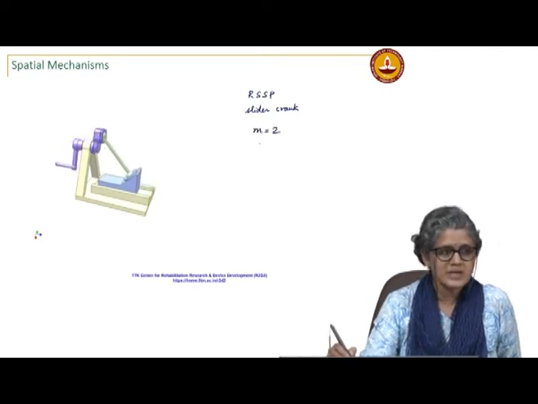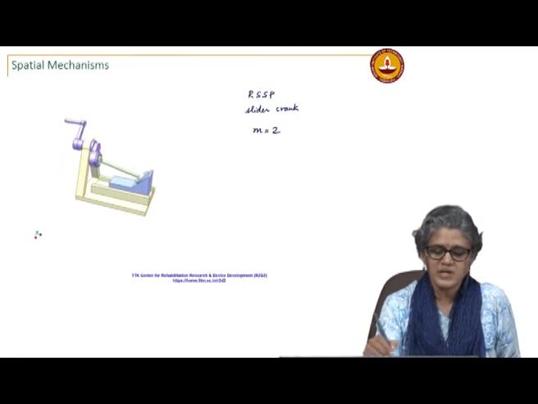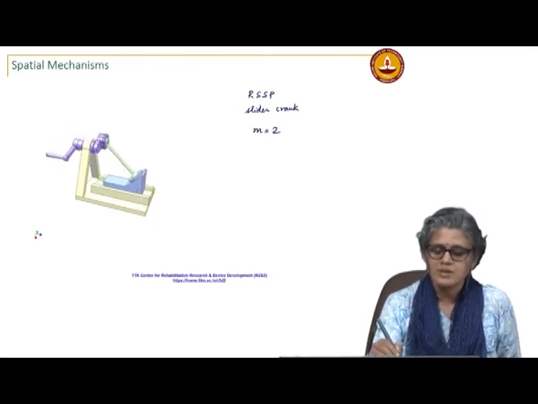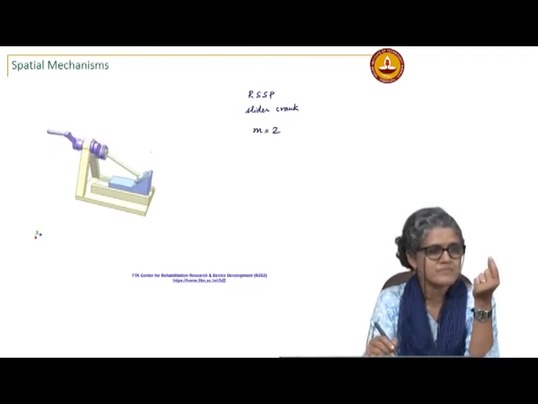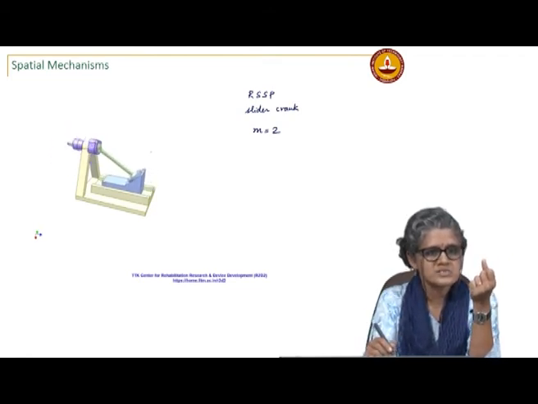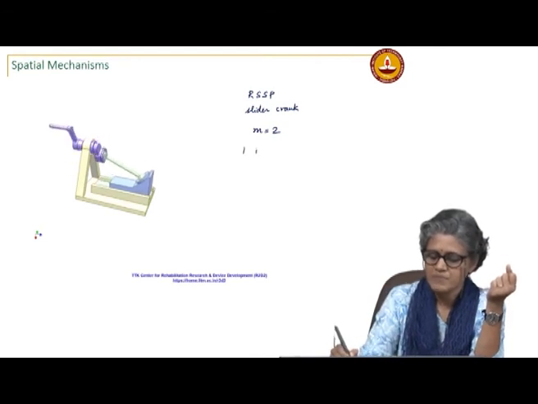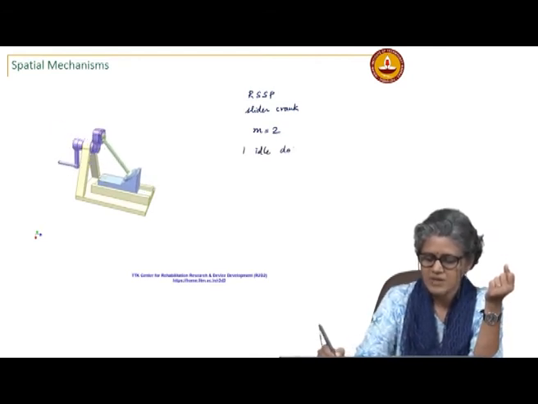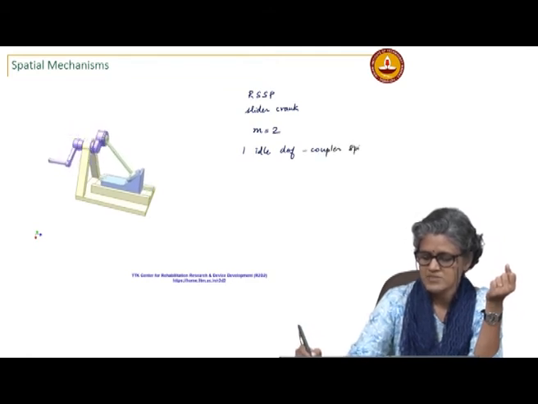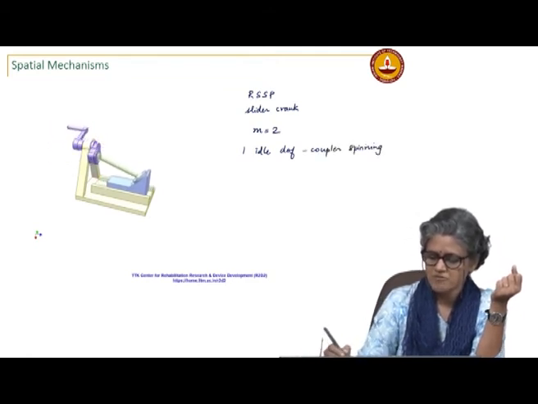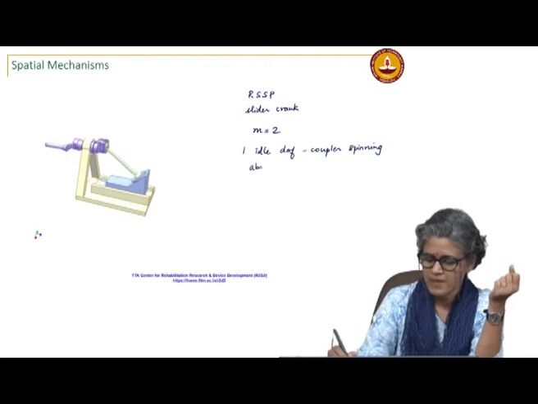Why is the mobility 2? Because again there is predictable input output motion, but again it is the connecting rod, the coupler, can spin about its axis. So, you have one idle degree of freedom, the coupler spinning about its axis, which does not affect the input output relationship.